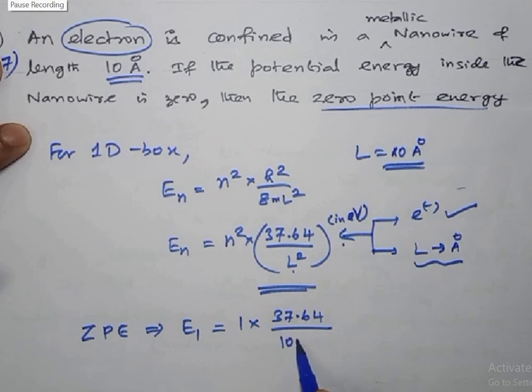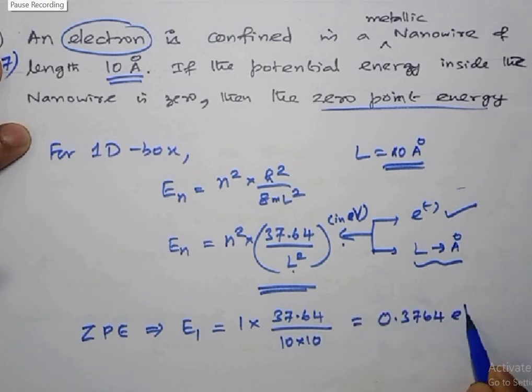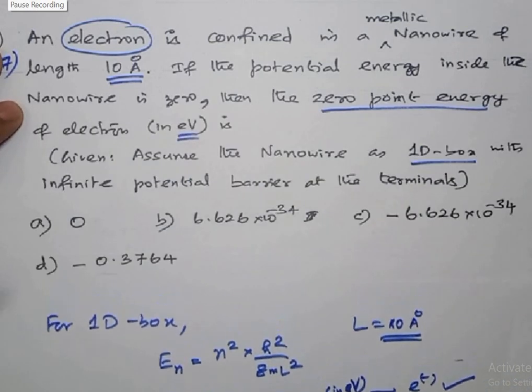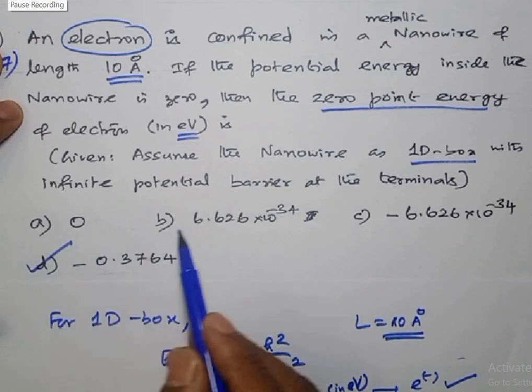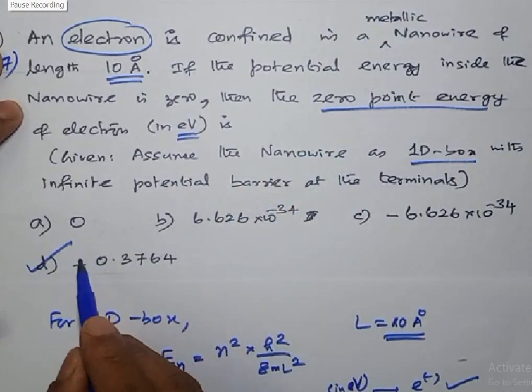L square means 10 into 10, the value should be in angstrom unit, so 10 into 10 is 100. 37.64 by 100 will give me 0.3764 electron volt. So the correct option for this question is option D. I'm sorry, I have given the option wrongly; it is actually plus.